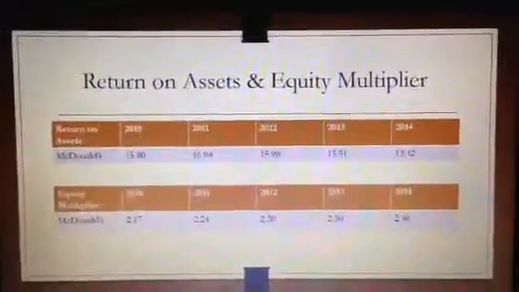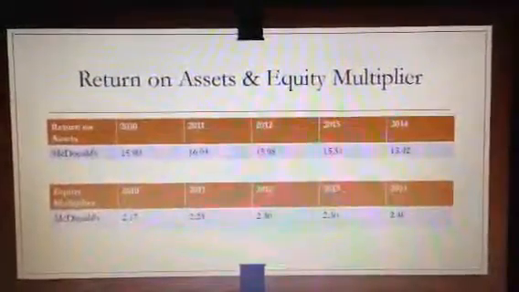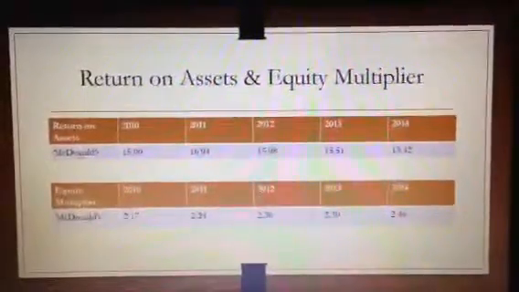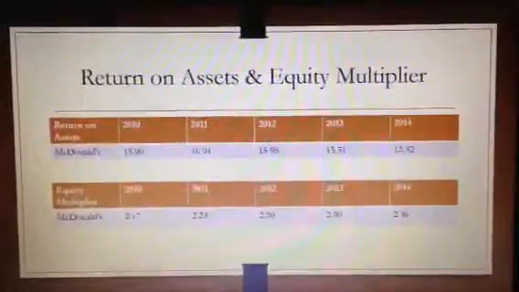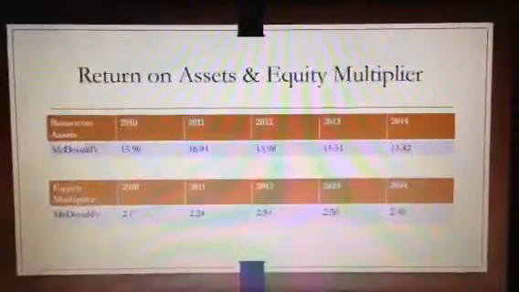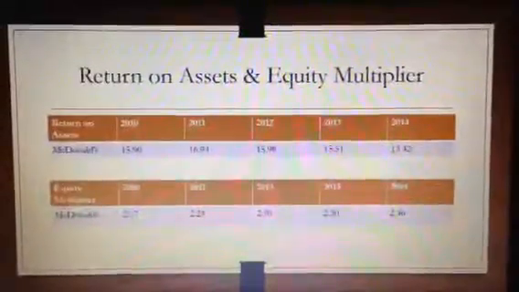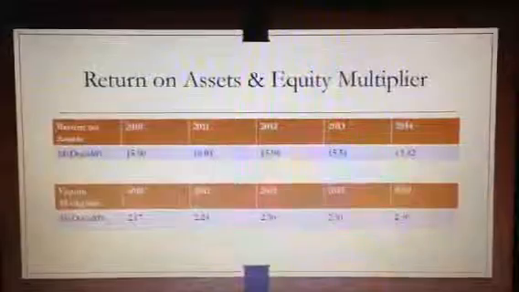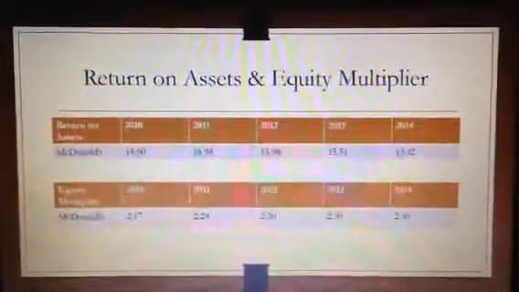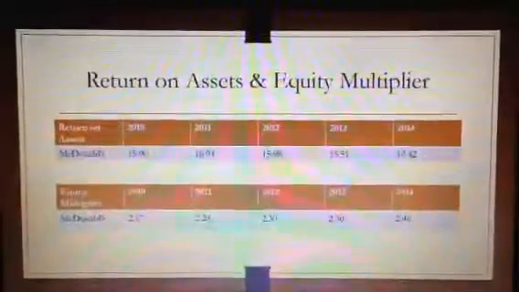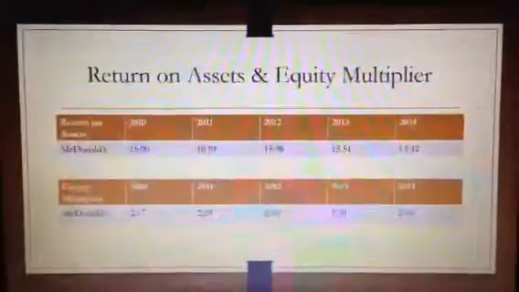To dig a little deeper and look at what it's comprised of, we see the return on assets and the equity multiplier. We see that for every dollar of assets, McDonald's generates around $15 of net income. We see one higher value in 2011 and one lower in 2014. This could be because McDonald's uses their assets less efficiently or sold less food.